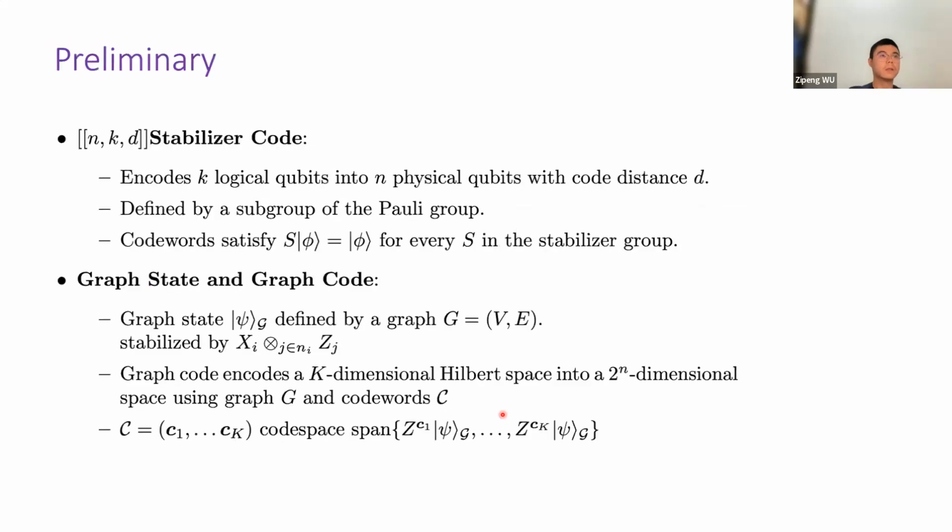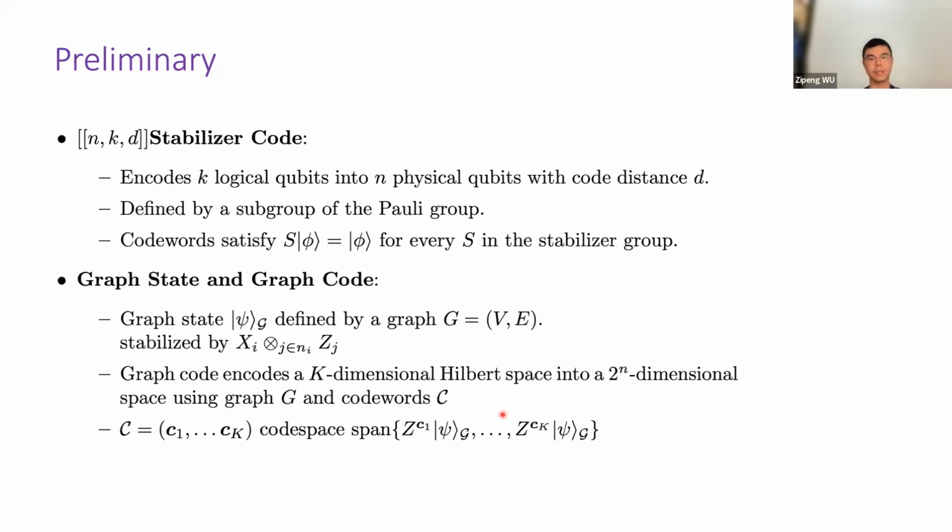All right, so this is some introductory preliminary. An [[n,k,d]] stabilizer code encodes k logical qubits into n physical qubits with distance d. The stabilizer code is defined by the stabilizer group. It's a subgroup of the Pauli group which does not contain minus identity. The quantum state in the stabilizer code is the +1 eigenstate of the stabilizer operators.